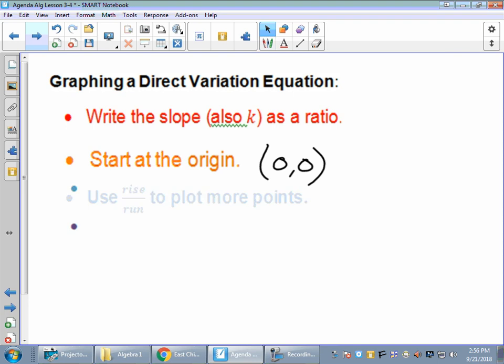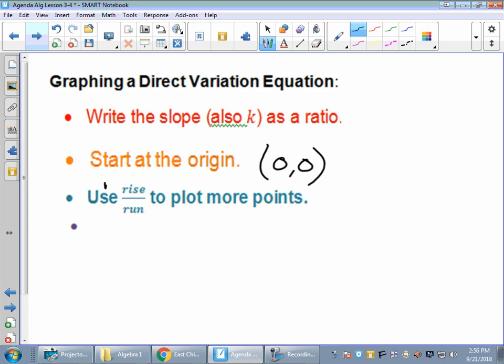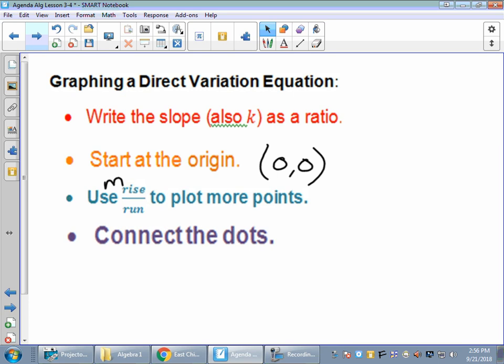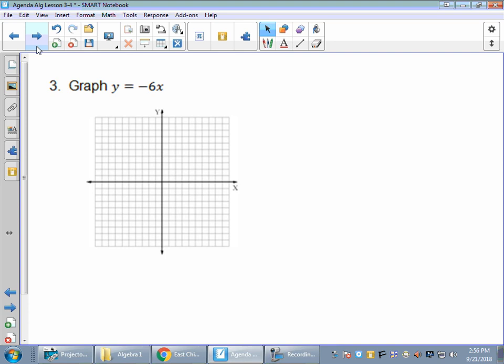And then we're going to use our rise over run to plot more points, or we can use our slope. That's m, rise over run, to plot some more points. And last but not least, obviously, connect those dots to make it a line. It's a linear function, it's constant, so we're going to have a line there. Okay, so let's start here with this question.